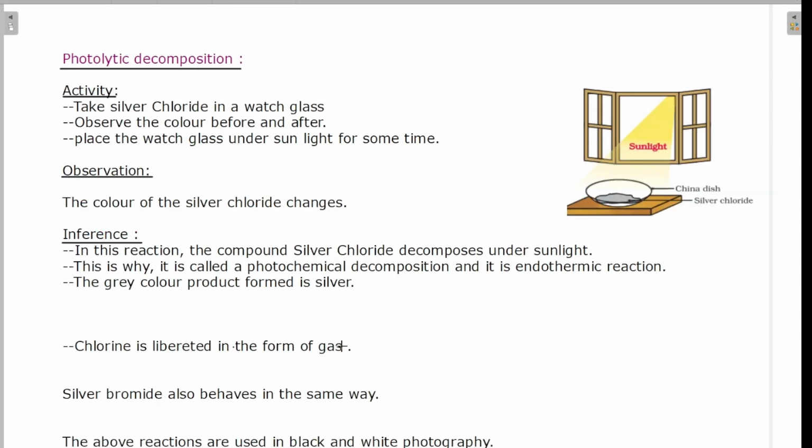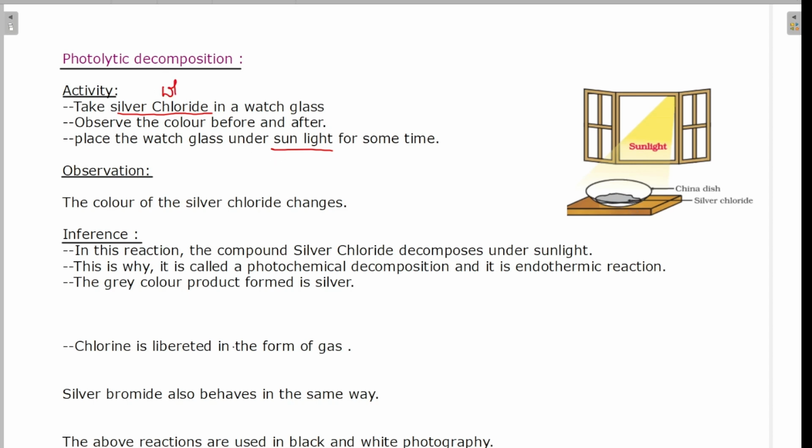Now let's see the photolytic decomposition reaction. Here, the decomposition reaction takes place in the presence of sunlight. Let's see the example here, that is the photolytic decomposition of silver chloride, with the help of an activity. We will take silver chloride in a watch glass. Observe the color of the silver chloride before and after the reaction. Place the watch glass under the sunlight for some time. We have taken the silver chloride in the watch glass.